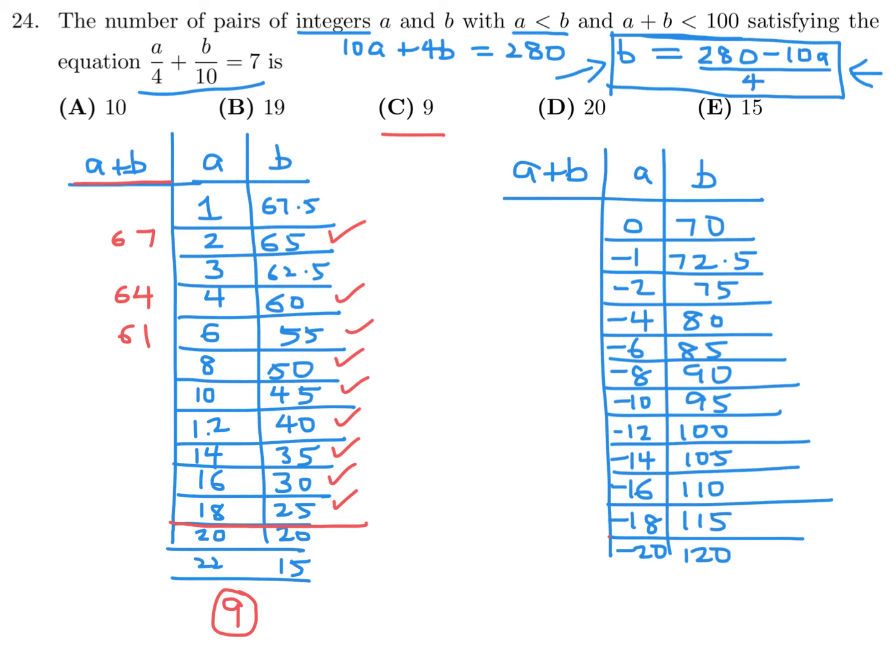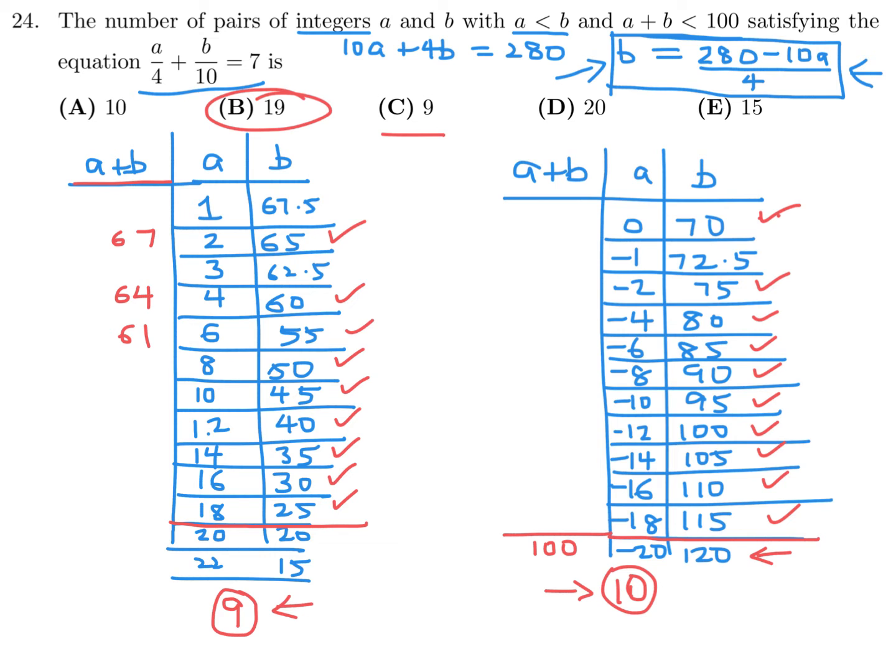Why? Because remember, A plus B has to be less than 100. And for this pair, A plus B looks like it is exactly 100. So we can't use that one, but we can use all the other ones. Let's see how many we got: 1, 2, 3, 4, 5, 6, 7, 8, 9, 10. Okay, so we got 10 here. We have 9 here, 10 here. We have to add those up, and when you do, you get 19. So the answer to 24 is B.